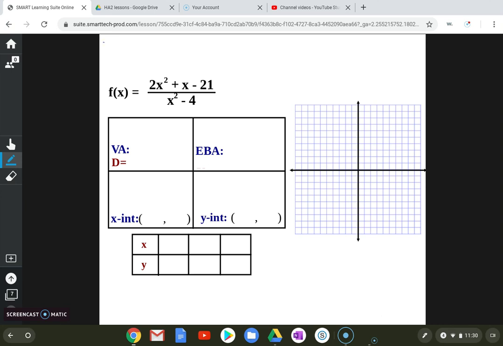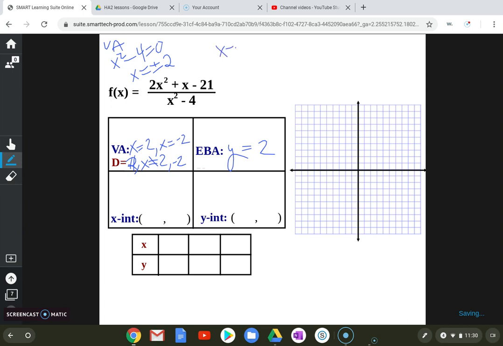So for our vertical asymptotes, we set our denominator equal to 0. We get x equals plus or minus 2, plus or minus the square root of 4, which is 2. So we have x equals 2, x equals negative 2. Our domain would be all reals except 2 or negative 2. End behavior asymptote, all I'm going to tell you is that it's y equals 2. We'll learn why in a later lesson.